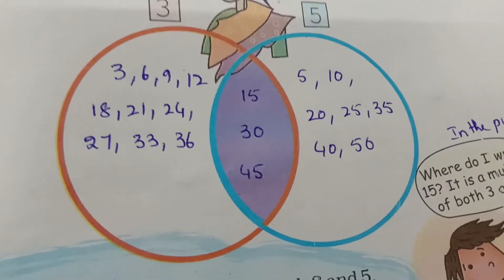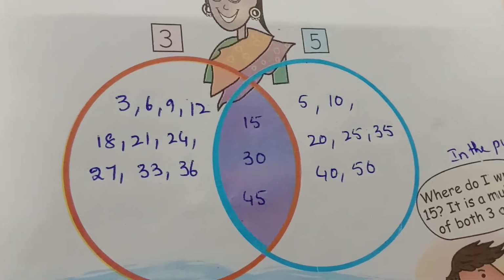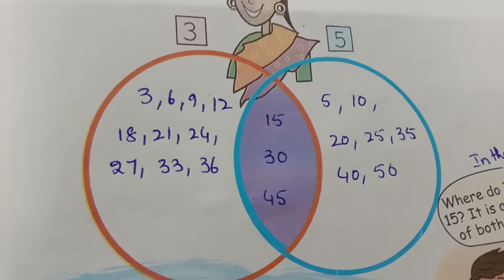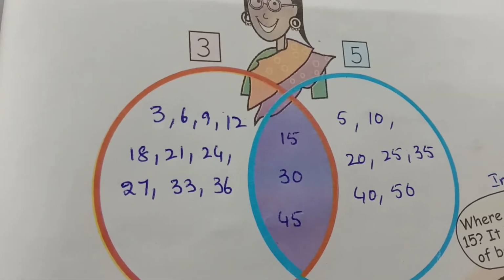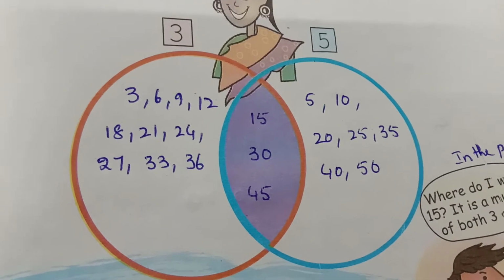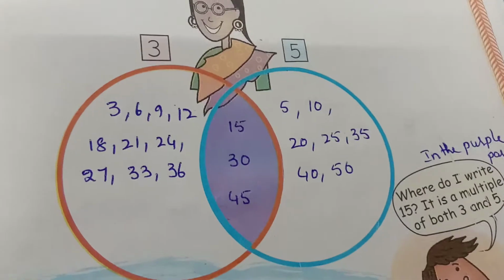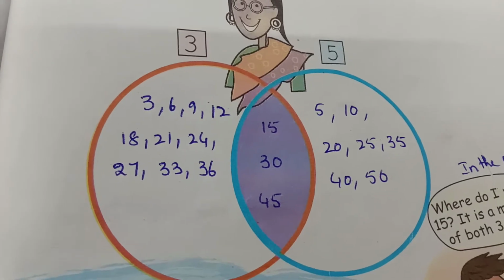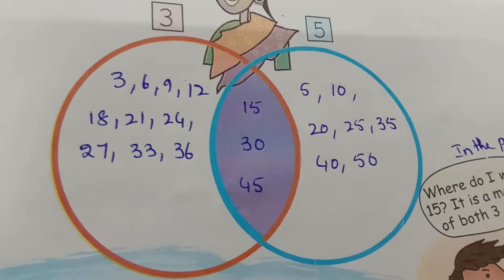Yes, next, like this you continue. 16 and 17 are not multiples of 3 or 5. Then 18 is a multiple of 3. Write it in the red circle. Then 19 is not a multiple of 3 or 5. Leave it. Then go for 20. 20 is a multiple of 5. Write it in the blue circle. Then 21 is a multiple of 3. Write it in the red circle. 22 and 23 are not multiples of 3 or 5, so leave them. Then 24, it is a multiple of 3. Write it in the red circle. Then 25, it is a multiple of 5. Write it in the blue circle.